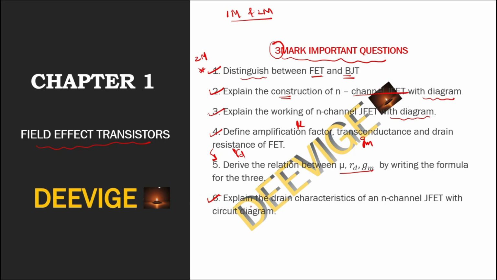The last question is explain the drain characteristics of an N-channel JFET with circuit diagram. Circuit diagram, then VI characteristics. Both you need to explain. These are very important questions among 3 marks, wherein a few can be asked in 2 marks too, like define amplification factor, transconductance, derive the relation, draw the VI characteristics, distinguish between FET and BJT. Things like these can be asked even for 2 marks also.